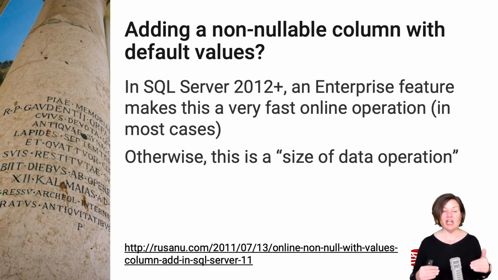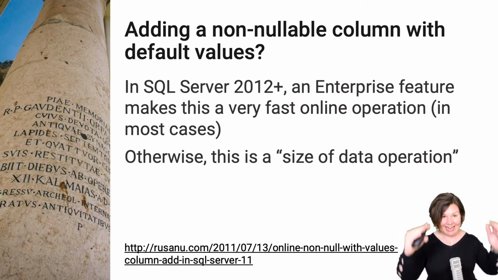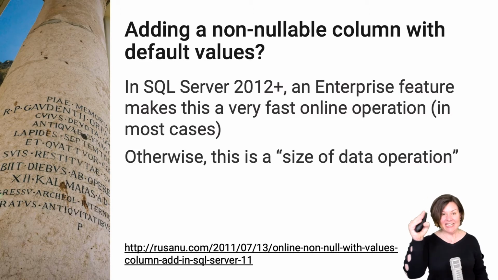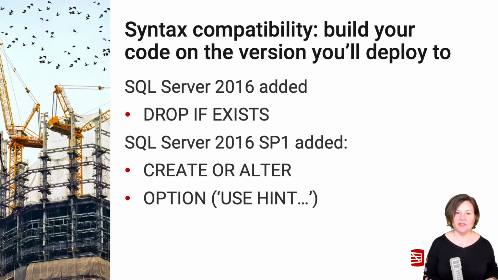If that same change deploys against SQL Server 2012 and higher, but deploys against Standard Edition, it is not a very fast online operation. It is what is called a size of data operation in which SQL Server needs to go throughout the entire table and update that value row by agonizing row. And on large tables, this can be incredibly slow. So if you run Standard Edition in production, be very, very careful when adding new columns. Have a checklist for your developers that helps them know there are some gotchas with this.